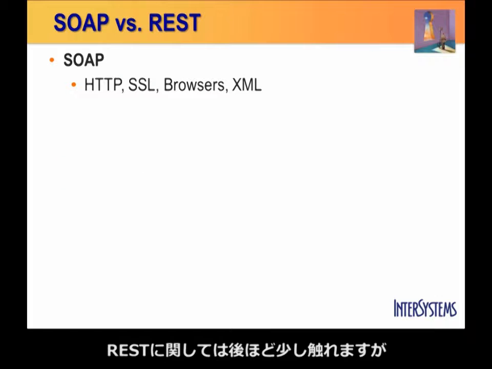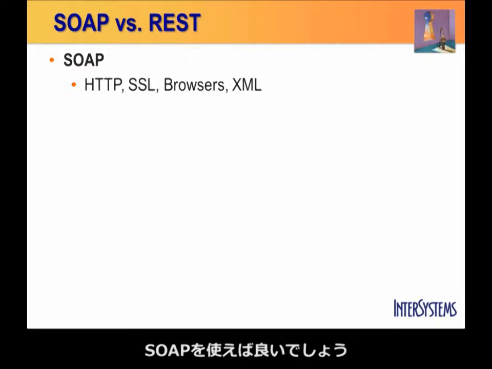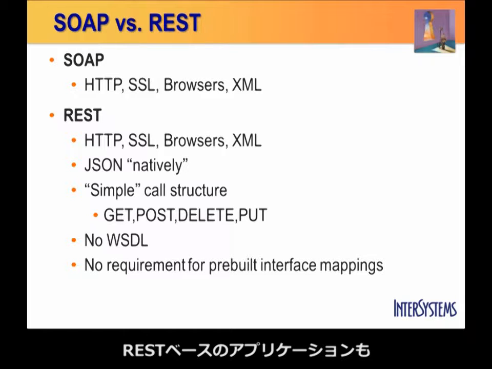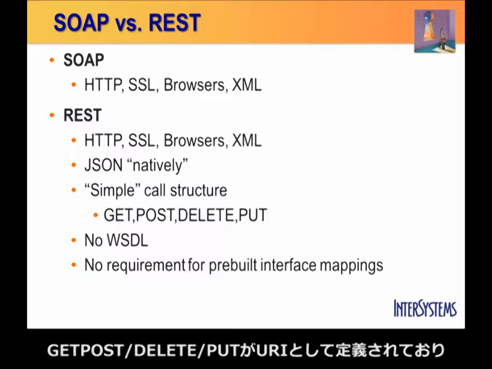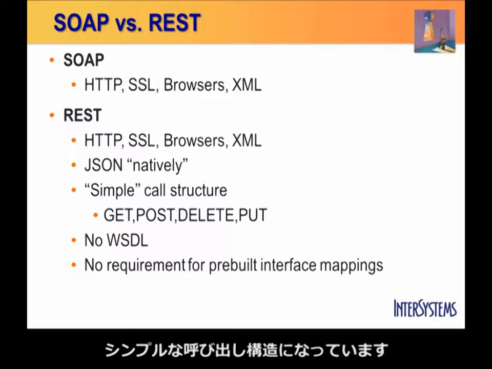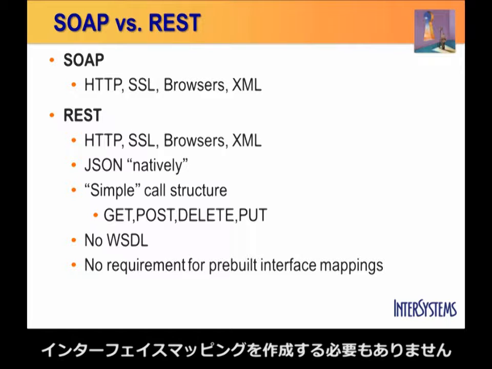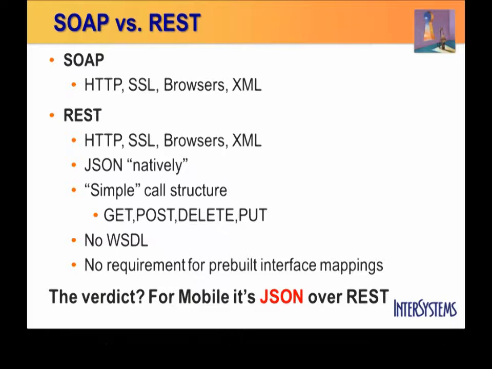Okay? And then there's SOAP versus REST. So we'll touch on REST a little bit towards the end of this. But SOAP essentially is available, you know, if you want to use SOAP, that's fine. If you want to embed your application in a browser. And REST-based applications are also making a big appearance now. You can run JSON natively on it as a simple call structure. You can do get, post, delete, and put. Basically is what REST defines. It's a URI. You can say get patient ID X or get student ID Y. There's no WSDL associated with it, and there's no requirement for any interface mappings to be created ahead of time.